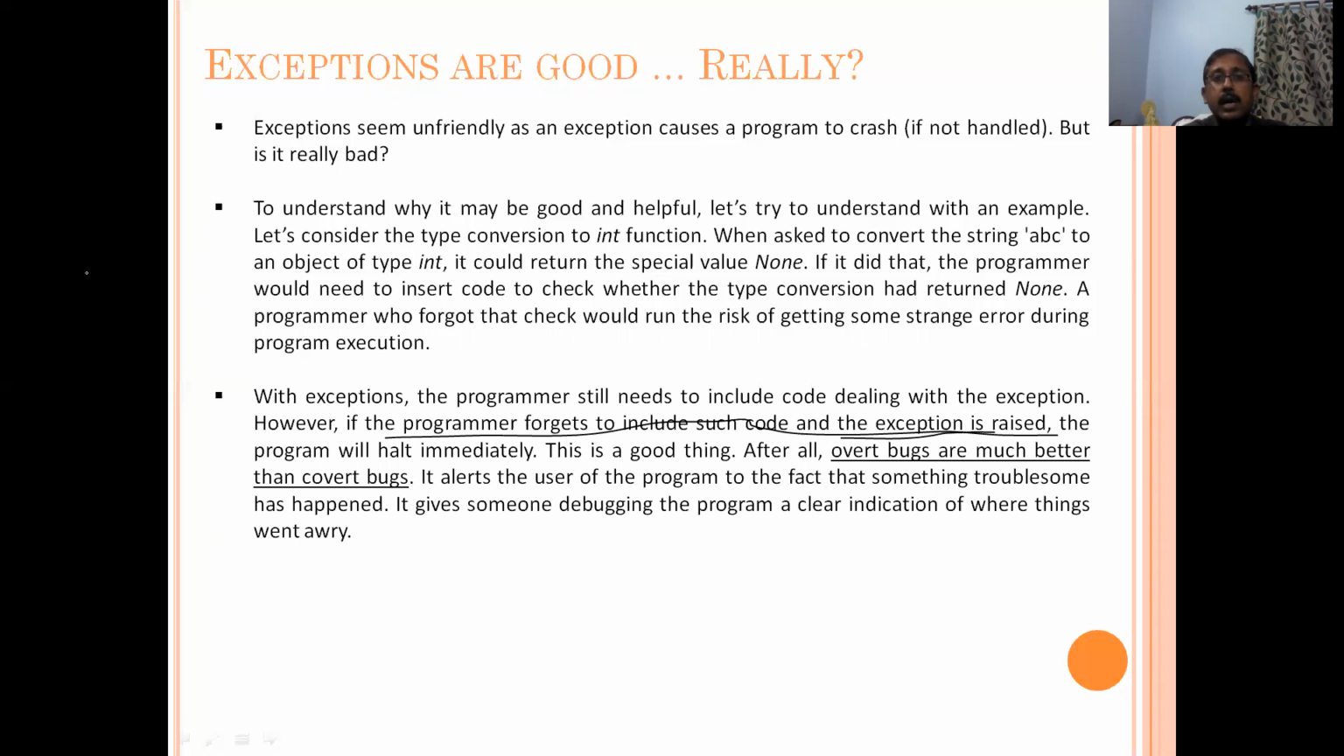We can give very clear, customized alerts and messages to the users, which helps them figure out what the problem is. So what we say is, overt bugs, that means more visible bugs, are much better than covert bugs, that means hidden bugs. It is better to err on the side of caution. It is better to raise more errors than to have no error raised while we don't know what has happened to the program, why it is not functioning in the expected way. So exceptions are actually good. Handled exceptions are even better.